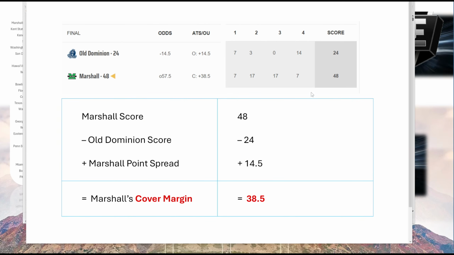So here we go. Marshall's score was 48. Old Dominion's score is 24, and you subtract that. And Marshall's point spread was plus 14.5. Why plus? Because they were actually the underdog. Old Dominion's point spread was minus 14.5. Marshall's point spread was plus 14.5. That's why this margin is so large. Not only did Marshall not lose, okay, Vegas was predicting that Marshall was going to lose by 14.5 points, but Marshall won, and they won by 24 points. So then you get 38.5. And so that's how all these calculate. This formula is universal in these calculations.